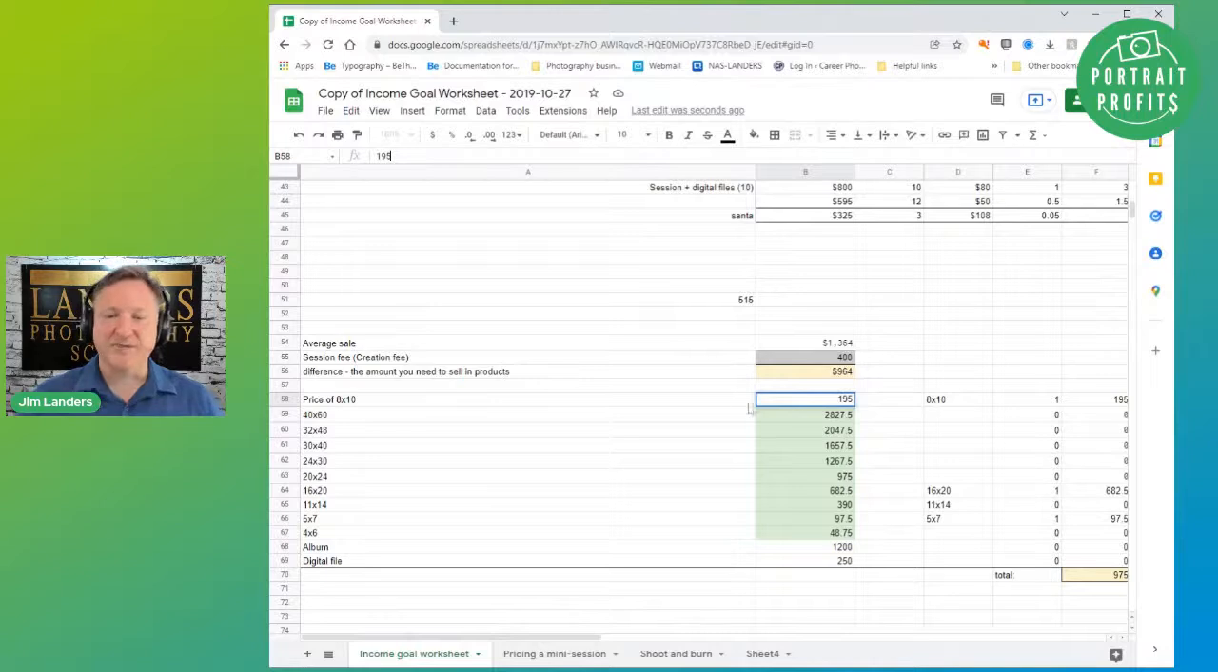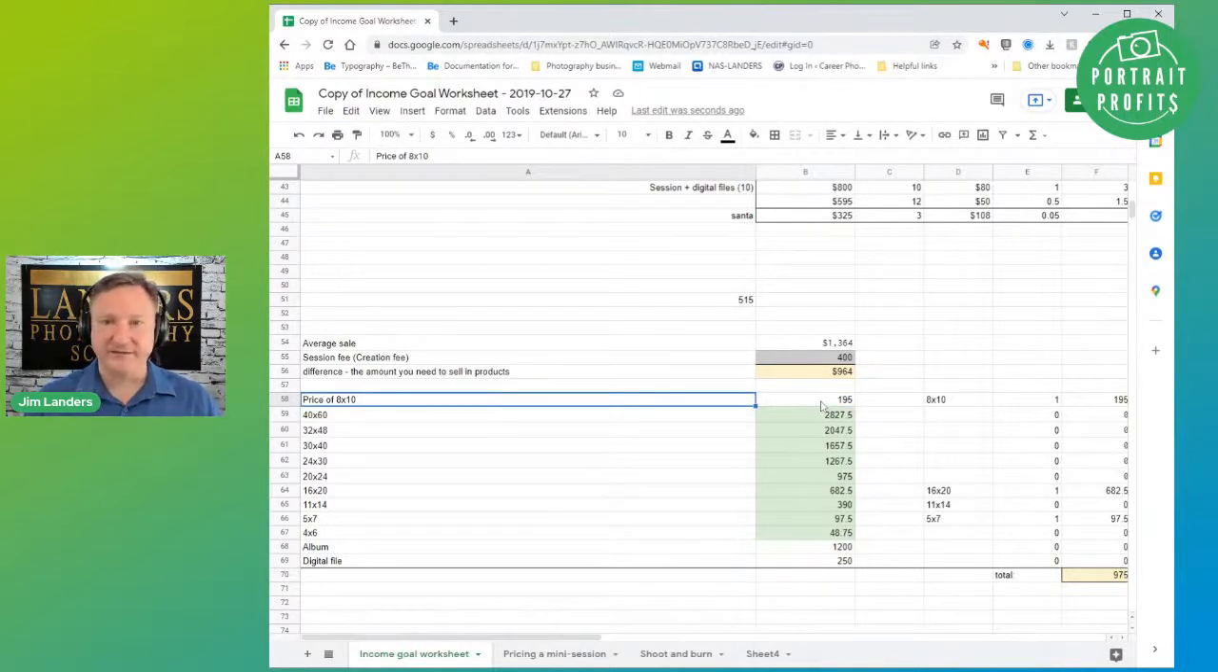So that tells me the price of my 8x10. It's 195 in order to reach my goal based off of what your average print sale is. Some of you don't know what your average print sale is. I can help you with that too. It might take a while to get to that because this is based on what your clients are doing, but I can help you with that.